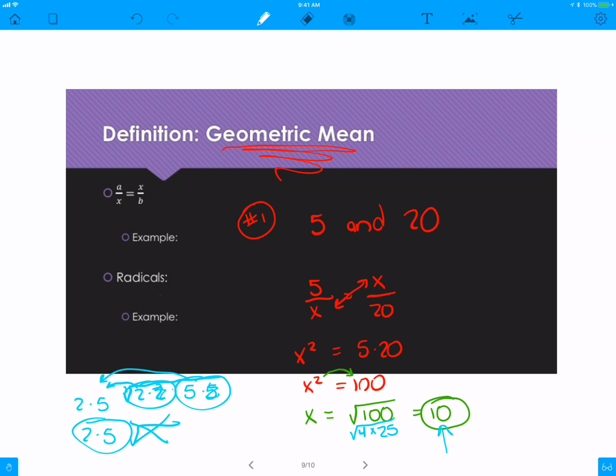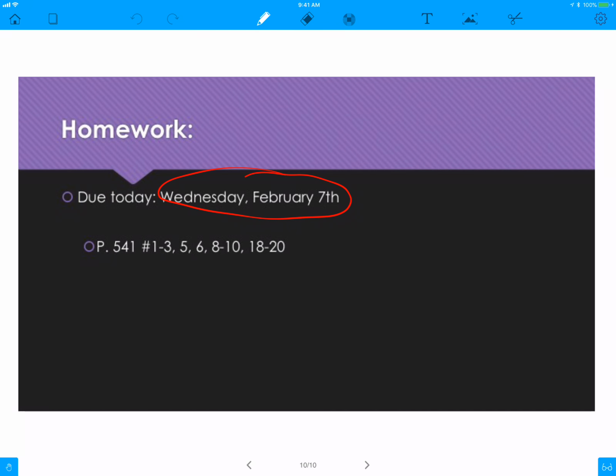Okay, that's it for today. So remember, let me go back to the last slide. This is the homework that's due Wednesday. I gave you number 1, and that's a lot of them. It's a lot of just breaking down radicals. Okay, good luck. I will be back Monday, and we'll talk about this, and we'll do a couple examples, and I'll give you plenty of time on Monday and Tuesday to work on this. Okay.